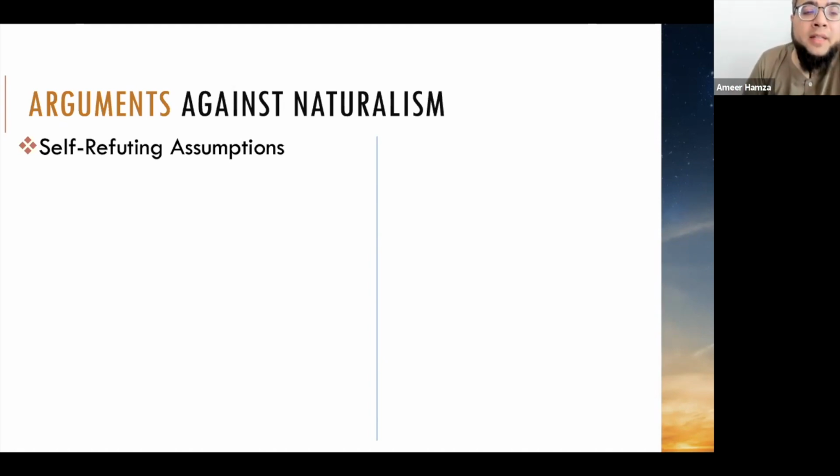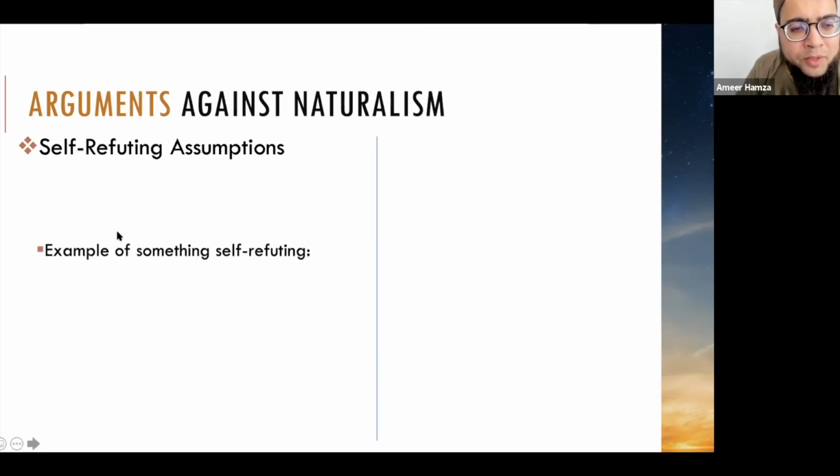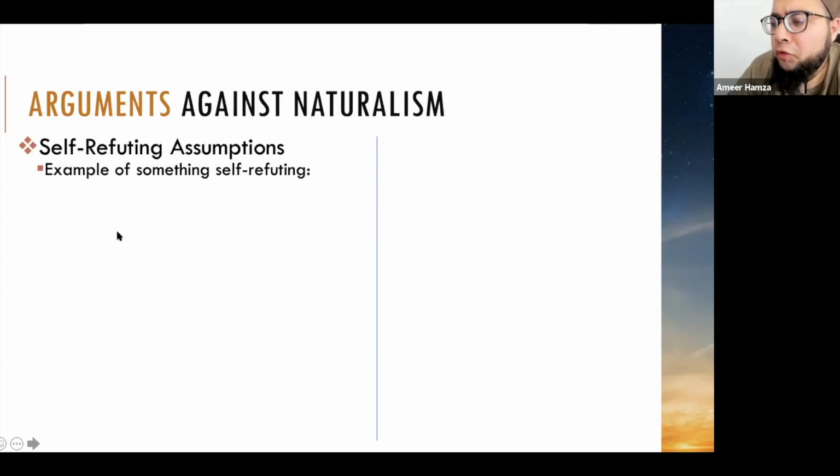So we're making a claim. We're making the argument that naturalism refutes itself. How? Well, let me introduce some concepts. First of all, what is a self-refuting claim? A self-refuting claim is something that contradicts itself, hence it collapses, internally implodes.